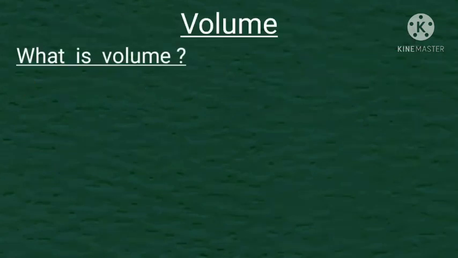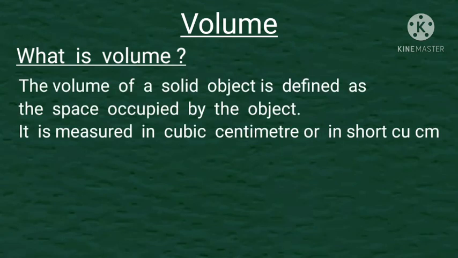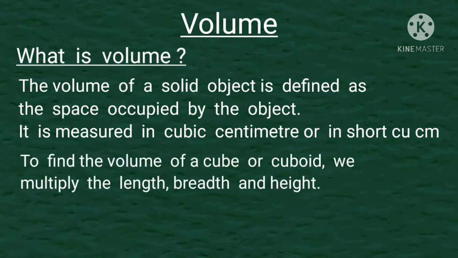What is volume? The volume of a solid object is defined as the space occupied by the object. That means capacity of object. It is measured in cubic centimeter, in short form cu cm. It is read as cubic centimeter. To find the volume of a cube or cuboid, we multiply the length, breadth or width and height.